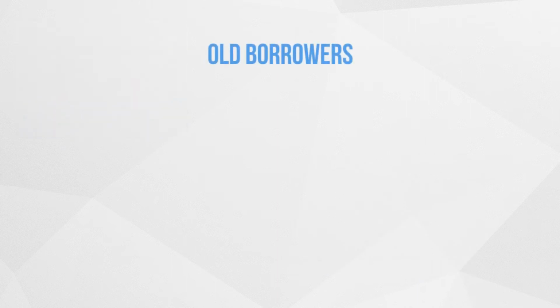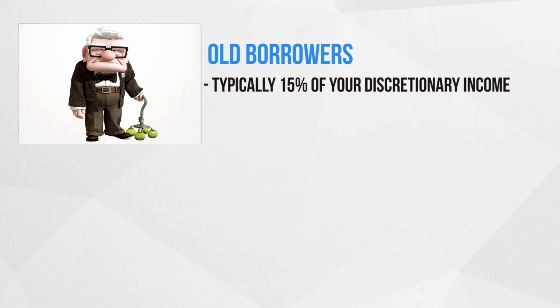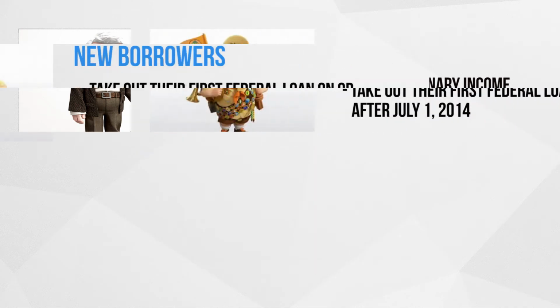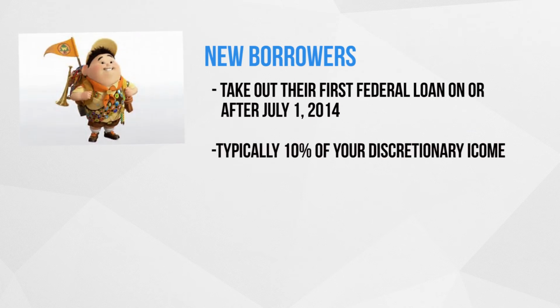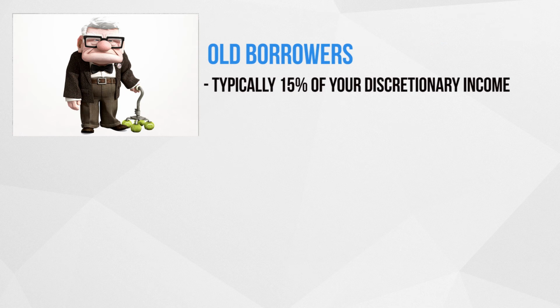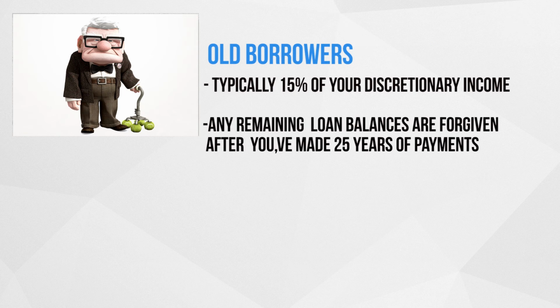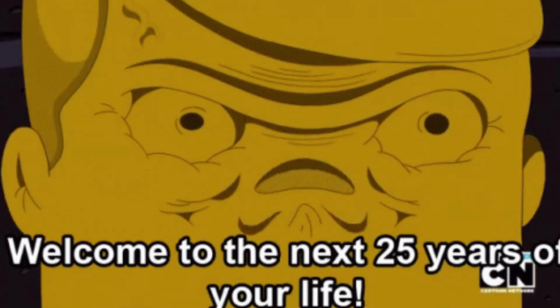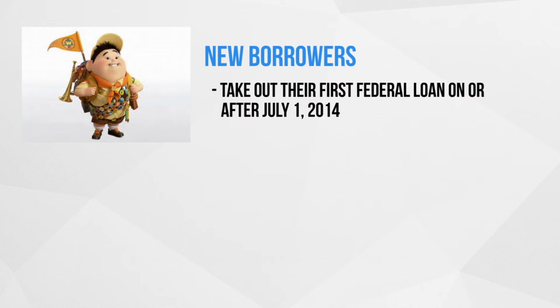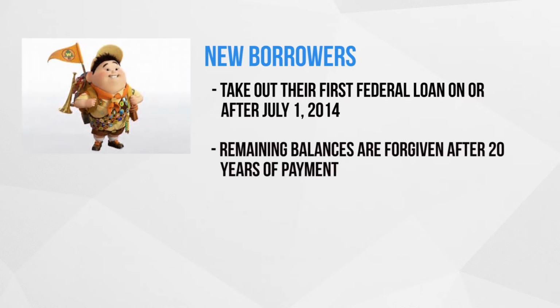For old borrowers, payments are typically 15% of your discretionary income. I keep saying that because that is something you really want to key in on as we go throughout this series. But if you're a new borrower, payments are typically 10% of your discretionary income as opposed to 15%. If you're an old borrower, any remaining loan balances are forgiven after you've made 25 years of payments, and we'll also cover how that forgiveness works later in this series. But if you're a new borrower, remaining balances are forgiven after 20 years of payments.